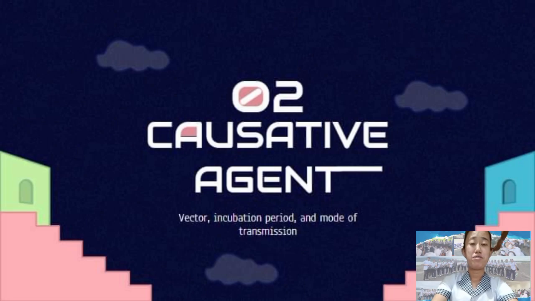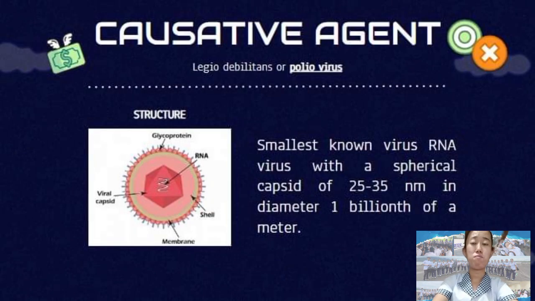Thank you, Ate RB. So now let's talk about the causative agent of poliomyelitis, the vector, the incubation period, and mode of transmission. So the causative agent of poliomyelitis is the Ligio debilitans or poliovirus. So poliovirus came from human and it lives in the throat or intestines of the human, and it is the smallest known RNA virus with a spherical capsid of 25 to 35 nanometer of diameter and 1 billionth of a meter.